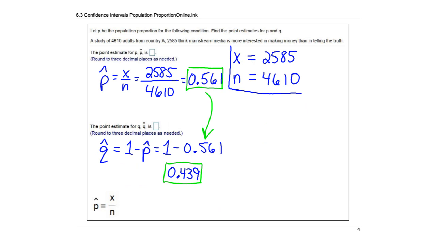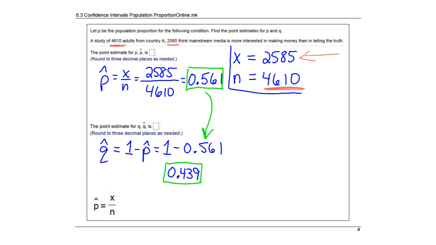Okay, so let's take a look at what these are going to look like inside our homework. So this one says that a study of 4,610 adults from country A. So that means that's our N. That's our sample size, 4,610. Then it says 2,585 think mainstream media is more interested in making money than telling the truth. So for us, that is our success. So 2,585 people are deemed as a success for what we're looking for.